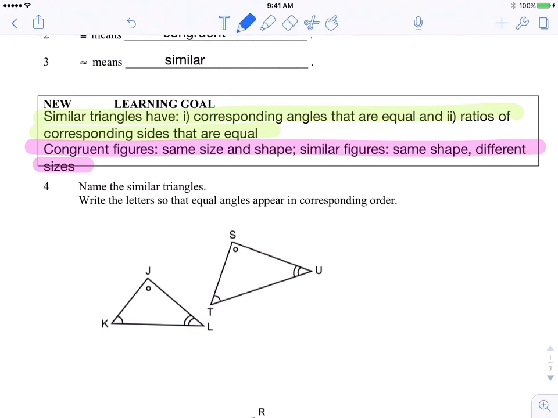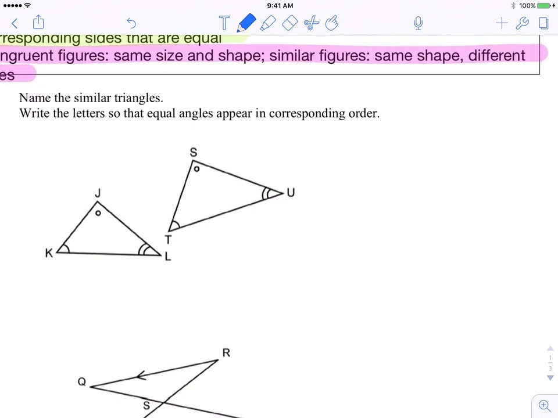Let's look at our first question. Name the similar triangles. Write the letters so that equal angles appear in corresponding order. You'll notice here that there are symbols for the angles: single curve, double curve. Here in this triangle we have a single curve and a double curve, and we have this little symbol, like a degree symbol, for example. All those are just pairing up the angles. The angles in corresponding triangles are equal.